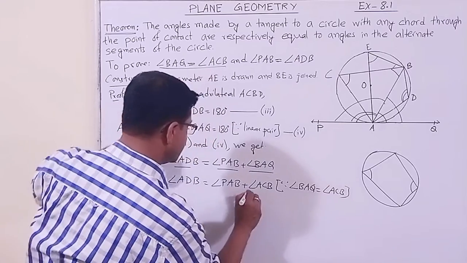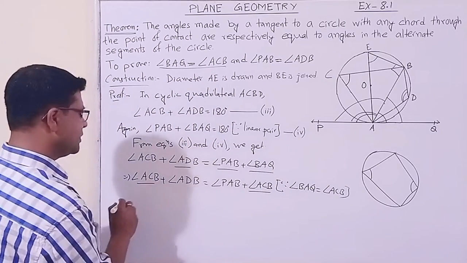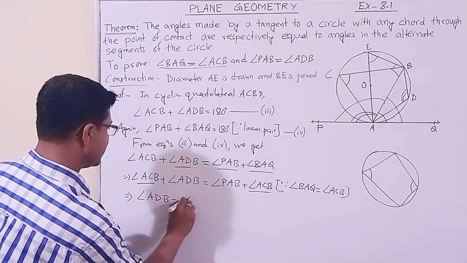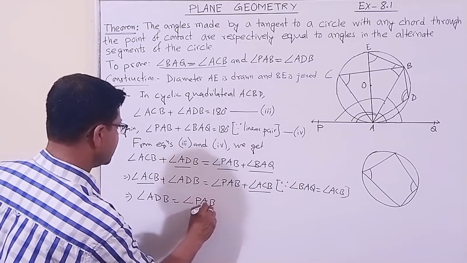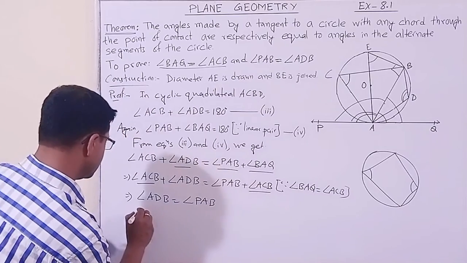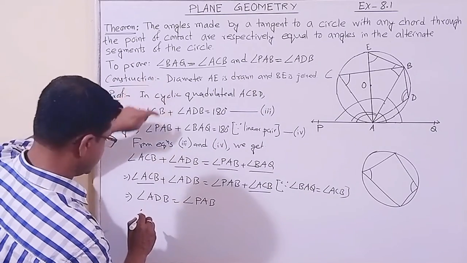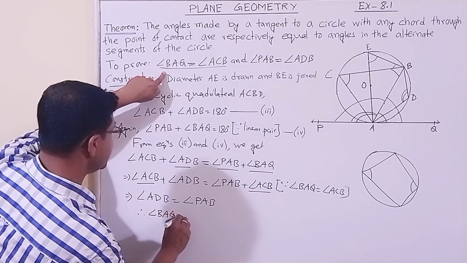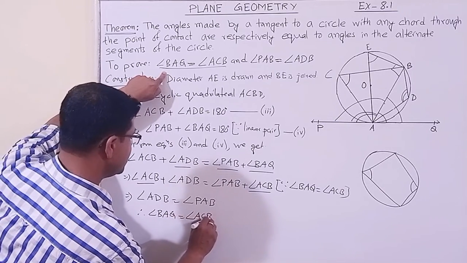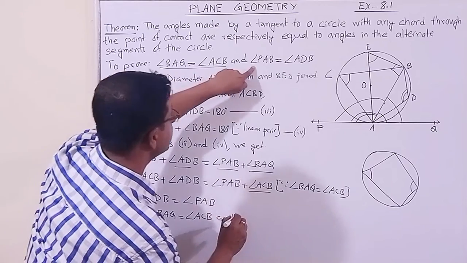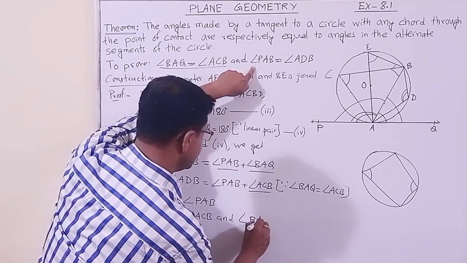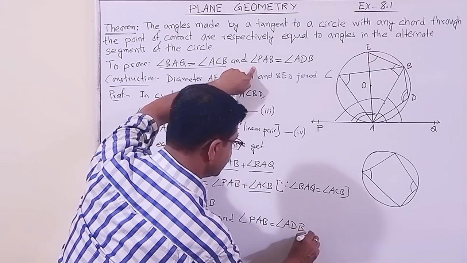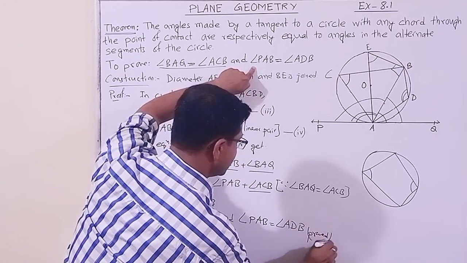See, now the thing is very simple. You will remove this from both the sides. So what have we got? Angle ADB equal to angle PAB. Thus we have proved the second one also. So let us write the last statement. Therefore, angle BAQ equal to angle ACB, we have proved, and also we have proved angle PAB equal to angle ADB. Proved.